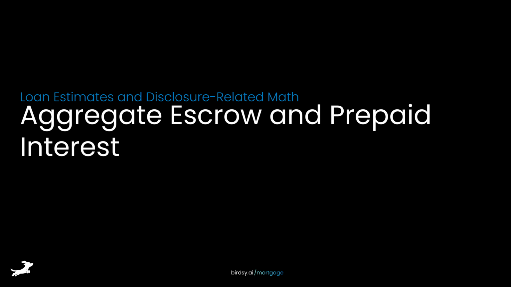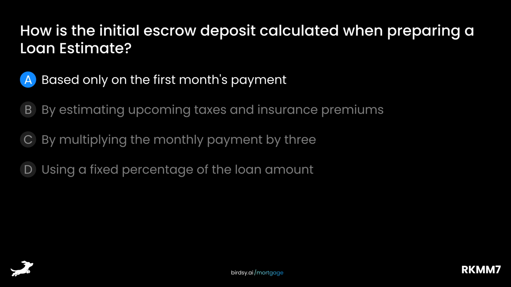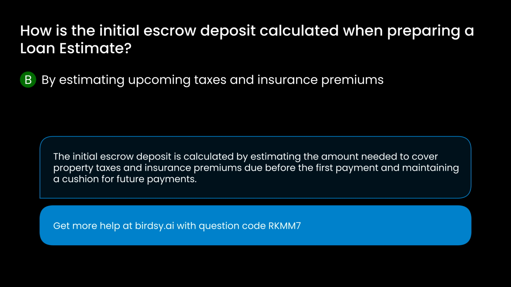Aggregate escrow and prepaid interest. How is the initial escrow deposit calculated when preparing a loan estimate? Is it A, based only on the first month's payment, B, by estimating upcoming taxes and insurance premiums, C, by multiplying the monthly payment by 3, or D, using a fixed percentage of the loan amount? The answer is B, by estimating upcoming taxes and insurance premiums. The initial escrow deposit is calculated by estimating the amount needed to cover property taxes and insurance premiums due before the first payment and maintaining a cushion for future payments.